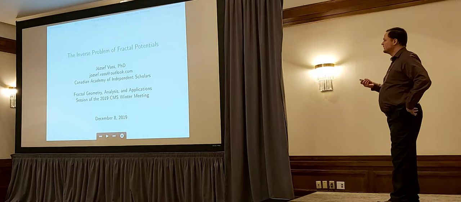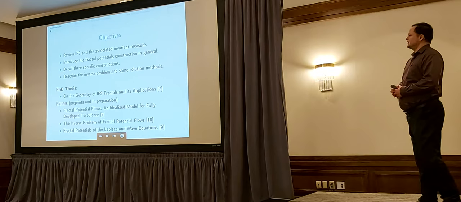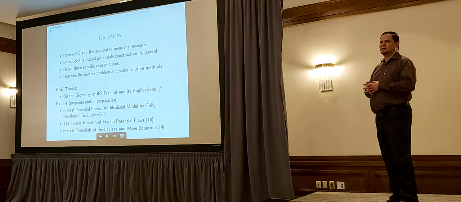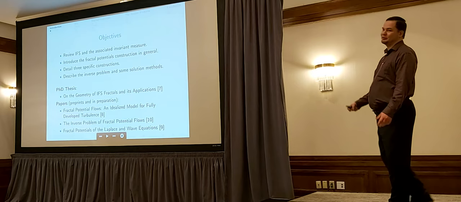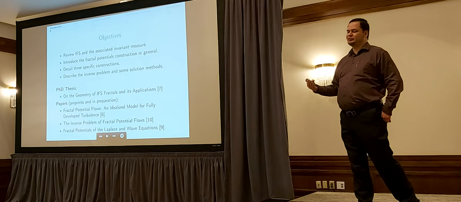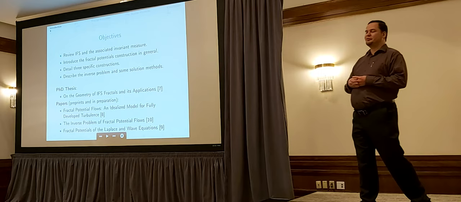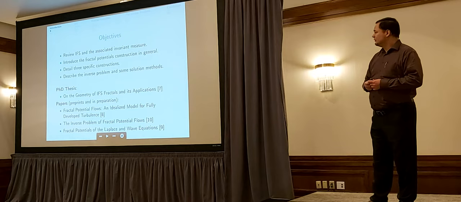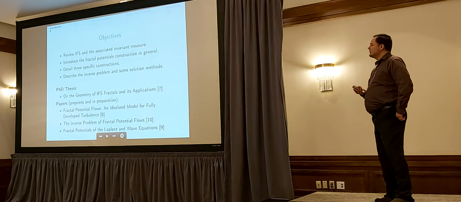The objectives of this talk are partly to review IFS and the invariant measure, just to make sure that you all know the basic definitions, and I'm guessing all of you know. Then introduce the fractal potentials construction in general. The point of this is to give you an idea of how you might go about constructing fractal potentials if you want to deal with other kinds of partial differential equations. Then I'll detail three specific constructions, and then describe the inverse problem and some solution methods.